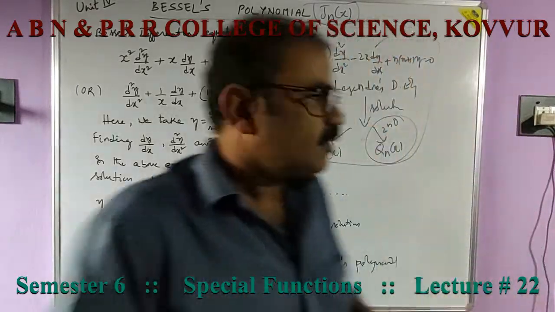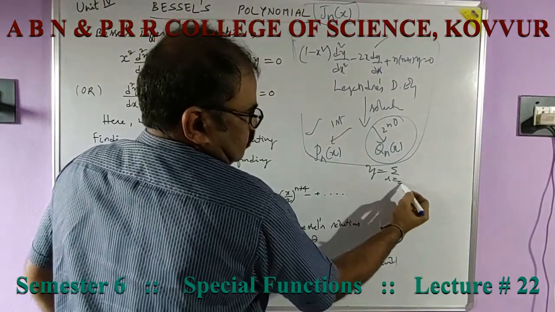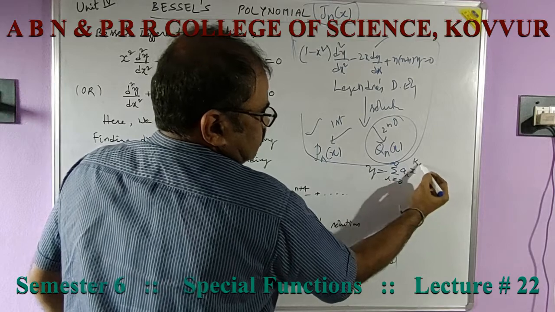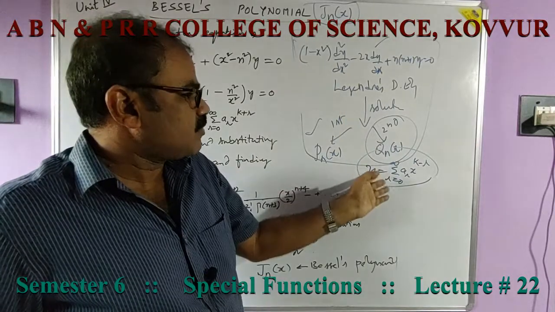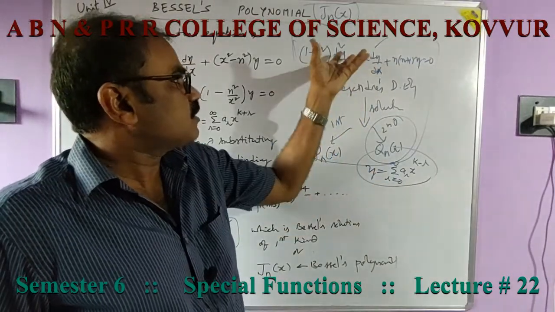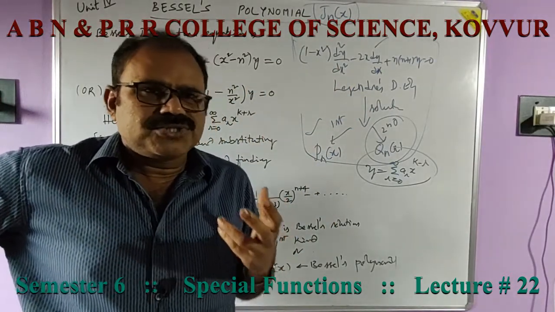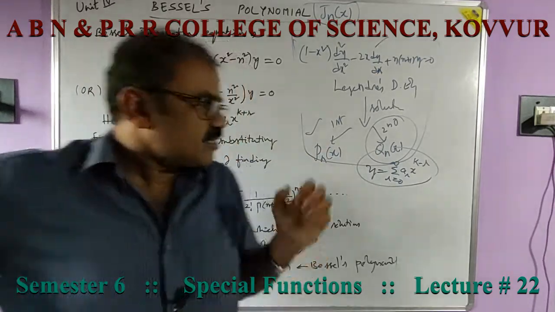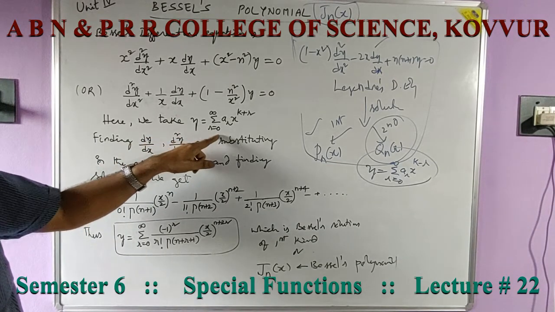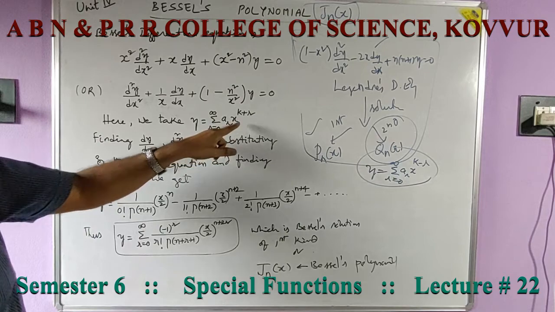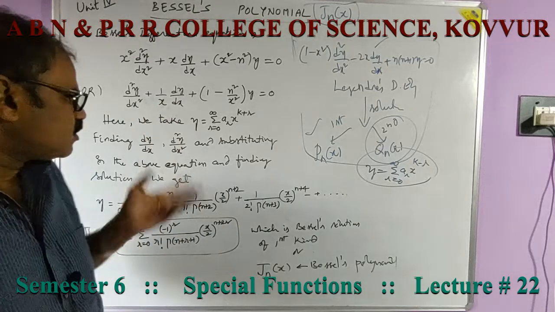While finding solution for Legendre's, we considered y is equal to sigma r is equal to 0 to infinity ar x power k minus r, and we found dy by dx, d square y by dx square, substituted the values in the differential equation, and solved it, and finally we got a solution which is said to be Legendre's polynomial. In the same way, here we take y is equal to sigma r is equal to 0 to infinity ar x power k plus r. For convenience, there we have taken k minus r, here k plus r. Don't bother about all these things.